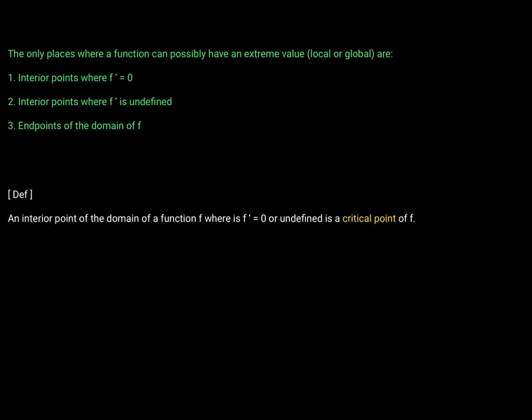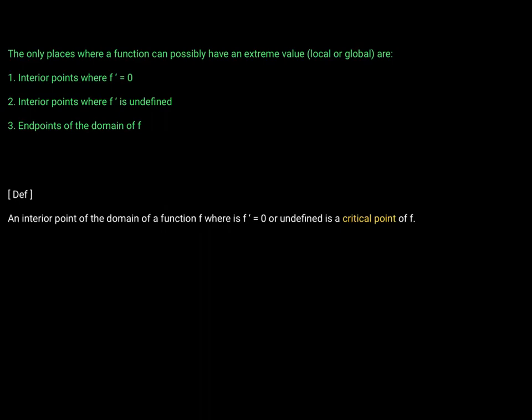So let's see if we can summarize what we're saying here. These are the possible locations for a function to have an extreme value, either local or global. First, any interior point where f prime is equal to 0, that's where a function can possibly, not for sure, but possibly have an extreme value. Or any interior points where f prime, the derivative, is undefined. It's possible for the function to have an extreme value there. Or at any of the endpoints of the domain of f.